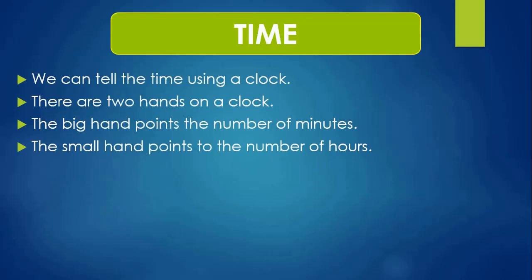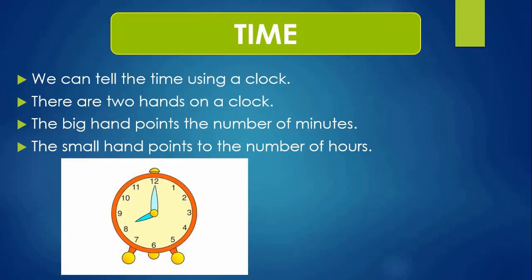And we can tell the time using a clock. There are 2 hands on a clock. One of them is big, the other one is small. The big hand points to the number of minutes. Also, the small hand points to the number of hours. The big one points to the number of minutes. The small one points to the number of hours.